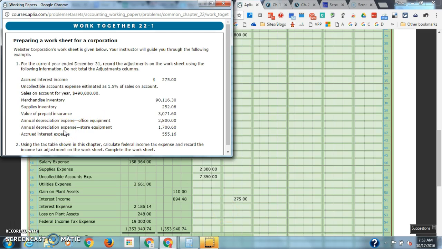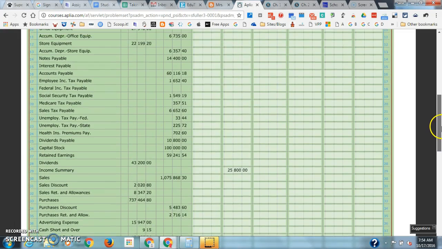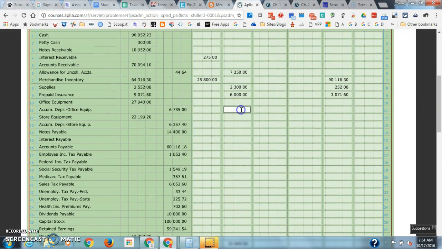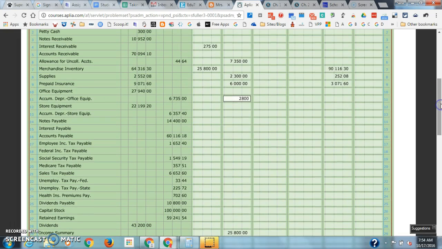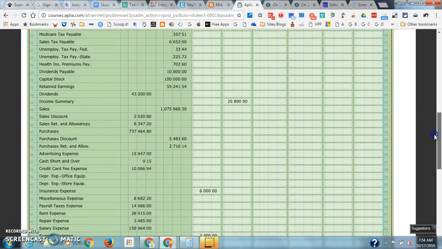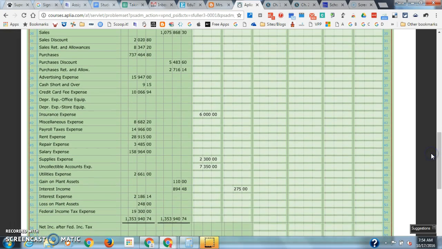Depreciation expense for office equipment, or annual. Oh yeah, annual. Okay. And so this will go on our accumulated depreciation, line 11. And it's just going to be that amount that they gave us, 2,800 as a credit. And our matching will be down here as an expense. So depreciation expense office equipment. It's a debit of 2,800.